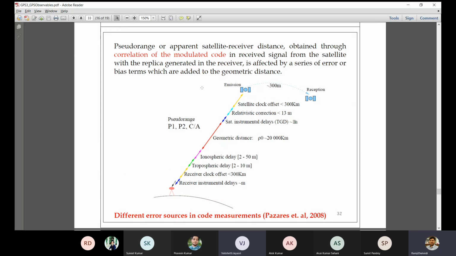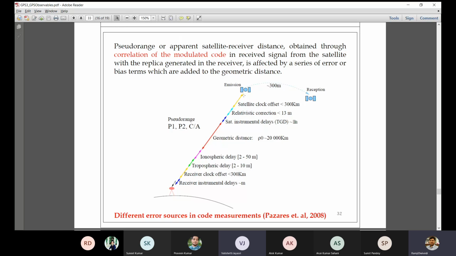So pseudo range, or apparent satellite receiver distance, is obtained through the correlation of the modulated code in the received signal from the satellite with the replica generated in the receiver. Okay, and it is affected by a series of error or bias terms which are added to the geometric distance, which is listed here.